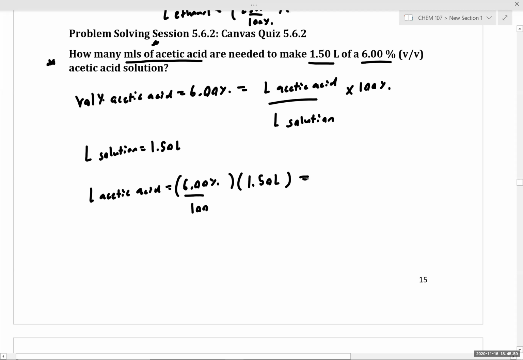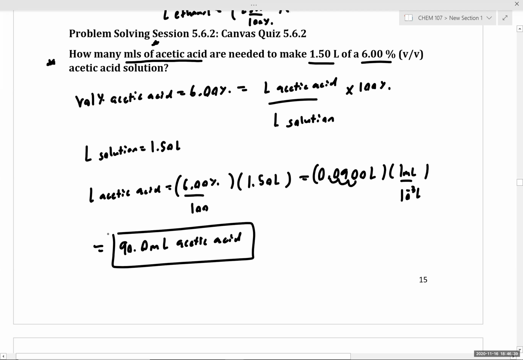Punching that into our calculator, that in turn gives us 0.0900 liters, sorry about that. And then we know that in 1 milliliter, there are 10 to the negative third liters. So punching that in, that gives us a final volume of, oops, 90.0 milliliters of acetic acid. Perfect.